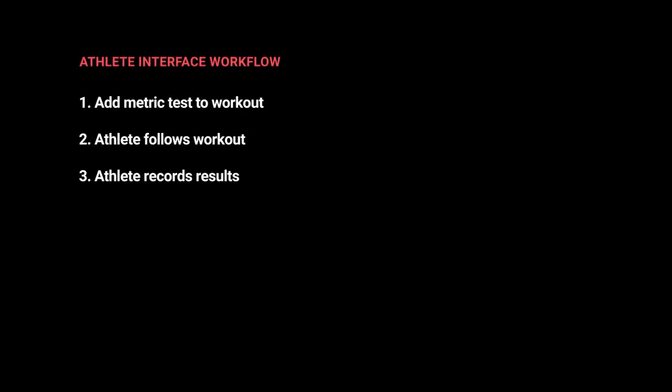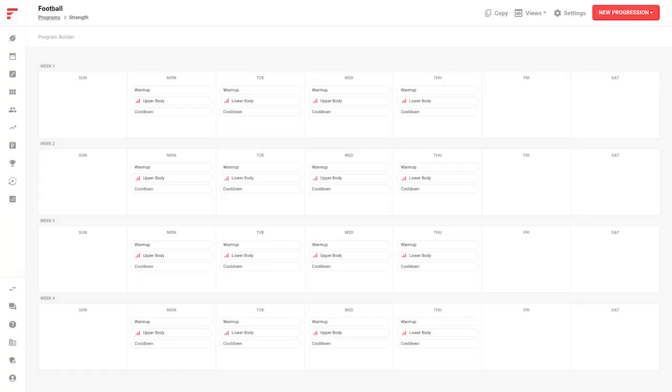To allow athletes to record their own metric test results, you can add a metric test to a workout within a session. We'll use the program building context to demonstrate. Let's say we have a 4-week strength program, and at the end of the 4th week, we want athletes to perform the back squat test and record their results.